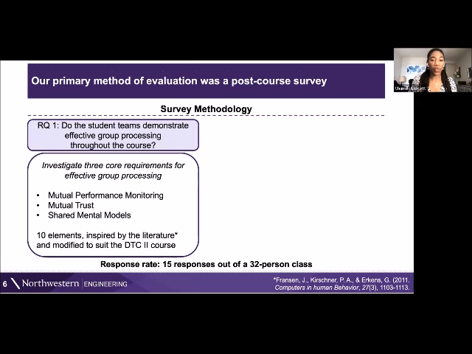So for the first question, whether or not they demonstrate effective group processing, we had to define the key core requirements for what effective group processing is. And so we looked at the literature and we found these 3 main tenets that we thought would be very useful for applying to our DTC course. One was mutual performance monitoring. Are the students looking to monitor each other's engagement in the team and their actions towards their team goals and giving feedback? Mutual trust. Do they trust that they can get the actions done? Do they rely on their team members in that way?